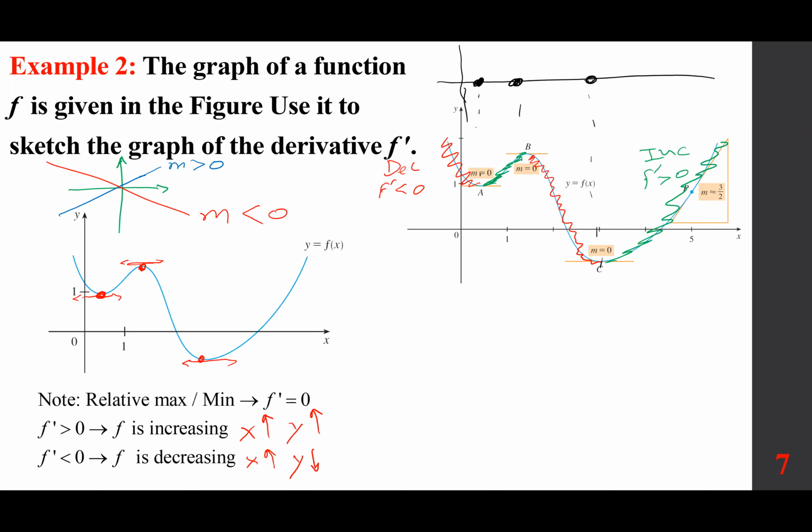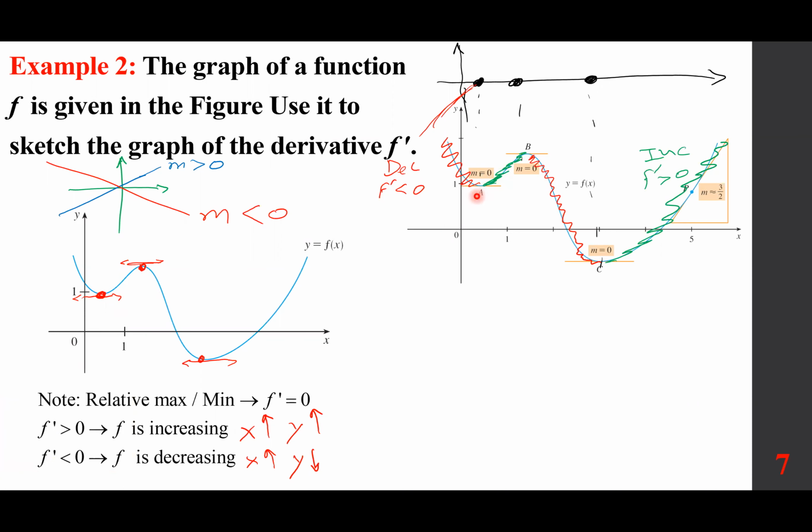This corresponds to 0. So take a look at those. And then to the left of this point, we said it's decreasing, so it's below the x-axis. I hope you see that it's below the x-axis. Again, it doesn't have to be perfect. It's a rough sketch. But what happens between A and B?